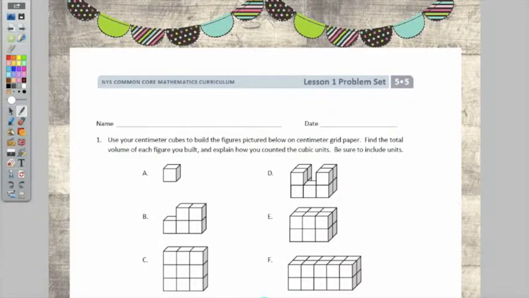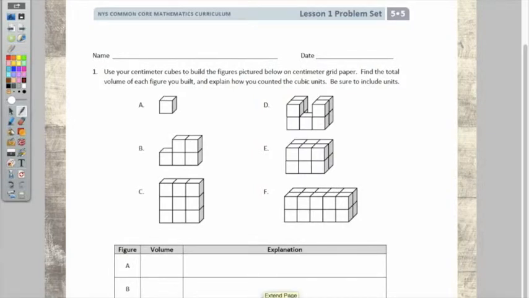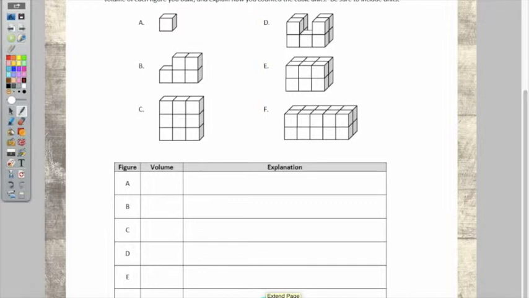Okay, so basically what we're doing is explaining how we did it. Now I'm going to explain to you how I do it, my thinking, and then you can take it from there. Figure A is just 1 cubic unit, or 1 centimeter cubed, 1 cubic centimeter. Those are all the ways to say it.